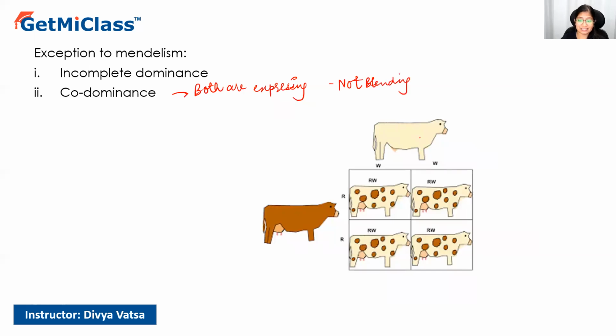Suppose this is one cattle color and here is another, roan color cattle. We can see that the cattle obtained in the next generation would be spotted cattle. So white color, cream color cattle coat having roan color cattle coat also. So they are independent of each other, both of them expressing themselves, not blending.